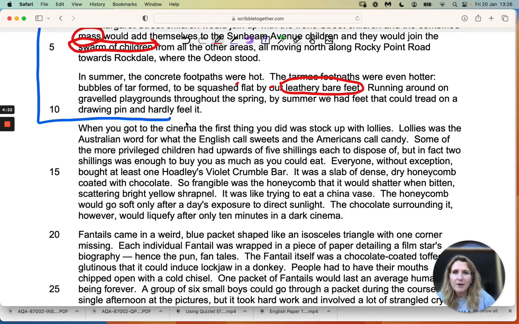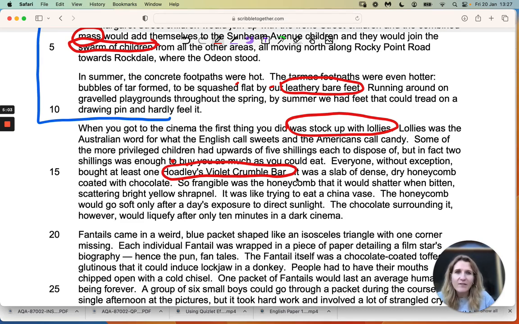When you got to the cinema, the first thing you did was stock up with lollies. Okay, so they ate lots of sweets. Lollies was the Australian word for what the English call sweets and the Americans call candy. Some of the more privileged children had upwards of 5 shillings each to dispose of. In fact, 2 shillings was enough to buy you as much as you could eat. Everyone without exception bought at least one Hoadley's Violet Crumble Bar. It's a slab of dense, dry honeycomb coated with chocolate. So frangible was the honeycomb it would shatter when bitten. It was like trying to eat. I'm guessing the language question is from this because the language question loves description.